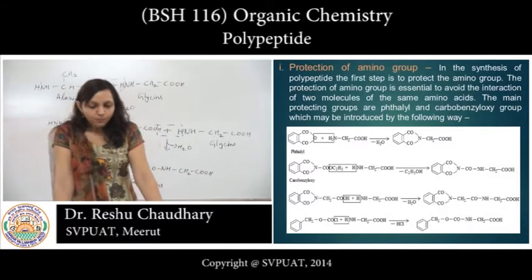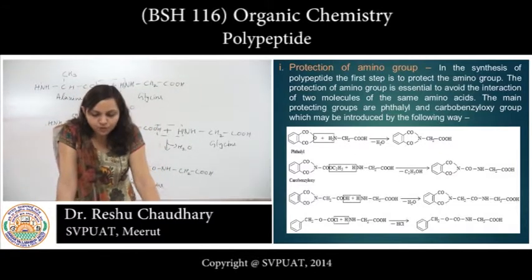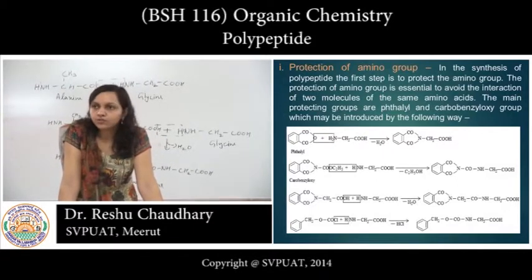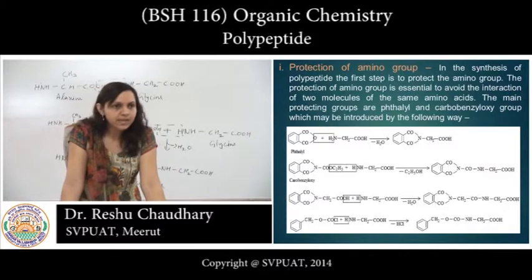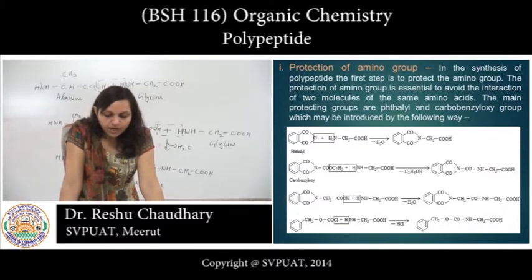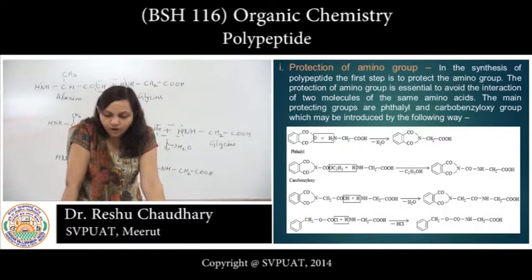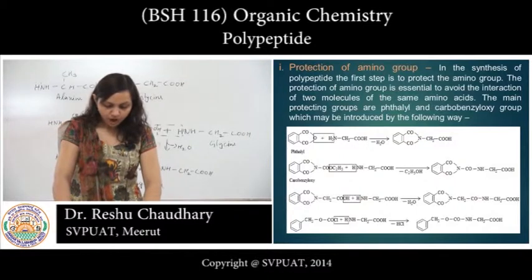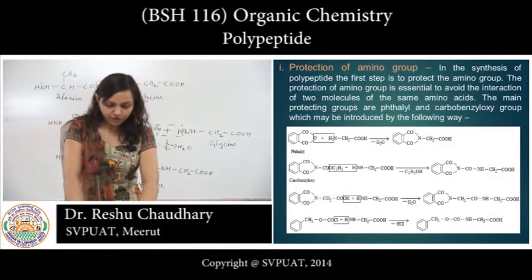In the synthesis of polypeptides, the first step is to protect the amino group. The protection of the amino group is essential to avoid the interaction of two molecules of the same amino acid. The main protecting groups are phthaloyl and carbobenzoxy group. Now comes the reaction. How will we show the reaction of this group?